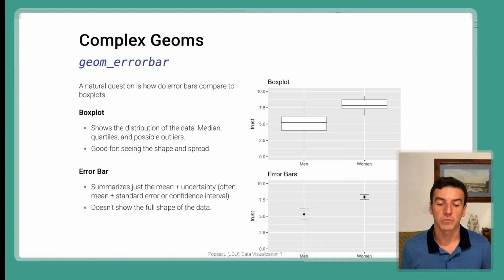Here, for example, you may ask what the difference is between geom_boxplot and geom_errorbar. A boxplot shows the distribution of the data, including things like median, quartiles, and potential outliers. And this is, again, helpful to see what the data shape is like. Error bars, on the other hand, summarize the mean plus some uncertainty, and they don't give us a sense of the full shape of the data.